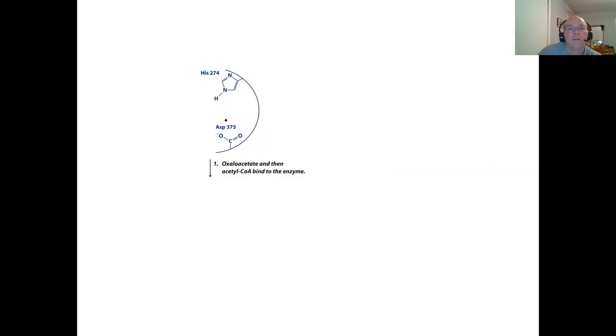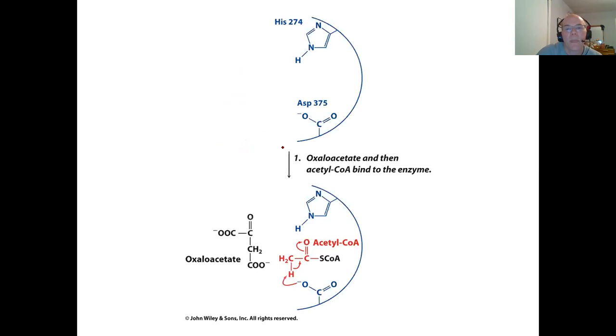So here's our aspartate, here's our histidine. The aspartate is deprotonated, the histidine here. Notice it's got 1 proton here, but it doesn't here. So it's actually neutral, not plus charged. That's important too. So the pKa comes into play once again. Oxaloacetate and acetyl-CoA both have to come in and bind to the enzyme. So here's the acetyl-CoA first. You can see this carbonyl oxygen is in close proximity to the hydrogen.